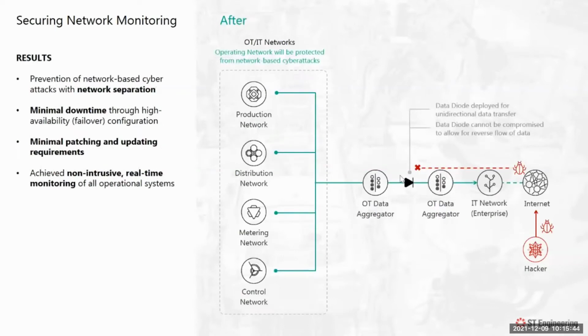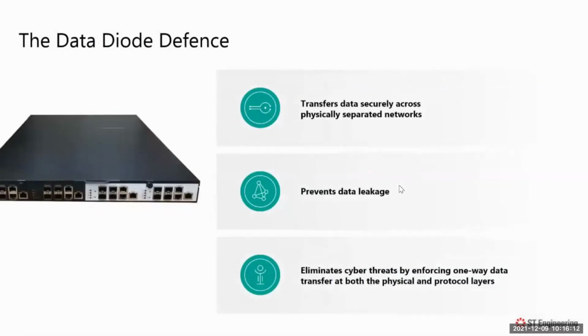By deploying a data diode here, this icon that you see over here, it ensures unidirectional data flow, so it stops network-based cyber attacks. All operational data can still flow in, enabling production and day-to-day functions. The data diode cannot be compromised to allow reverse data flow. So I will summarize, the data diode does three things. The first one, to securely transfer data between two physically separated networks, prevent data leakage, and eliminate cyber attacks by enforcing one-way data transfer.